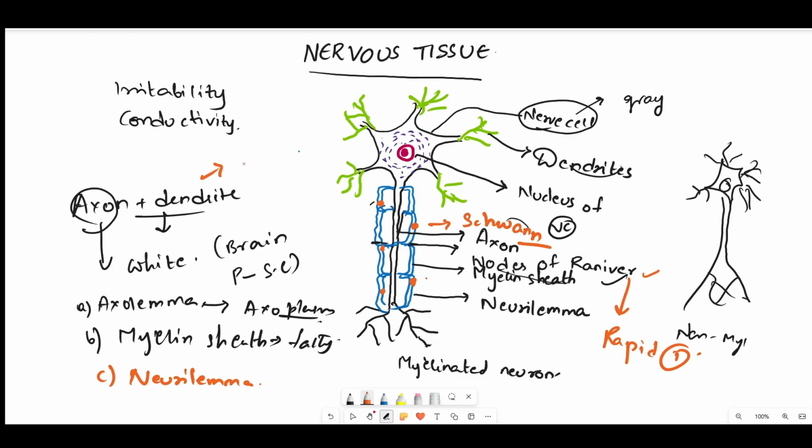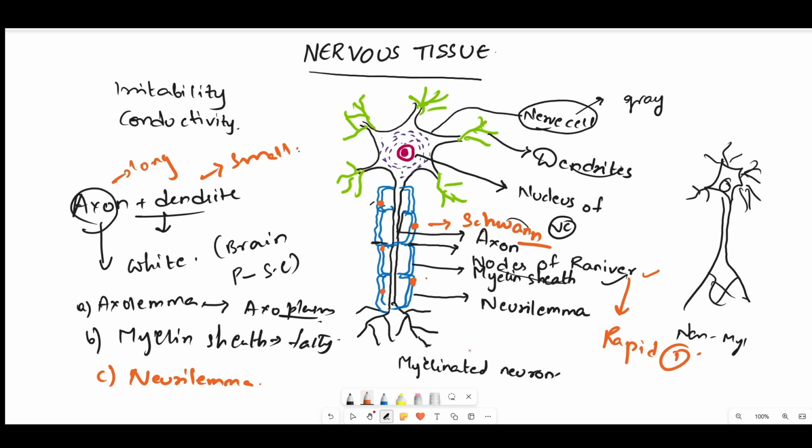Dendrites are the extensions of the neuron. They are useful for carrying impulses towards the nerve cell. They are shorter than the axon, because the axon is a bit longer. Each neuron has many dendrites. So this is about the different functions of the neuron and also its structure.